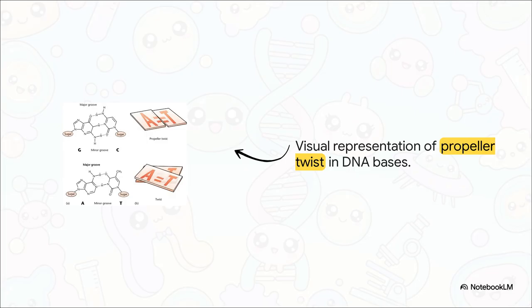Now, while this twisting does create some mechanical strain on the delicate hydrogen bonds that hold the bases together, it happens for a completely brilliant chemical reason. It maximizes the hydrophobic or water-repelling interactions between the bases stacked on top of each other inside the helix. It's this beautiful, precise trade-off between bond strain and overall structural stability.